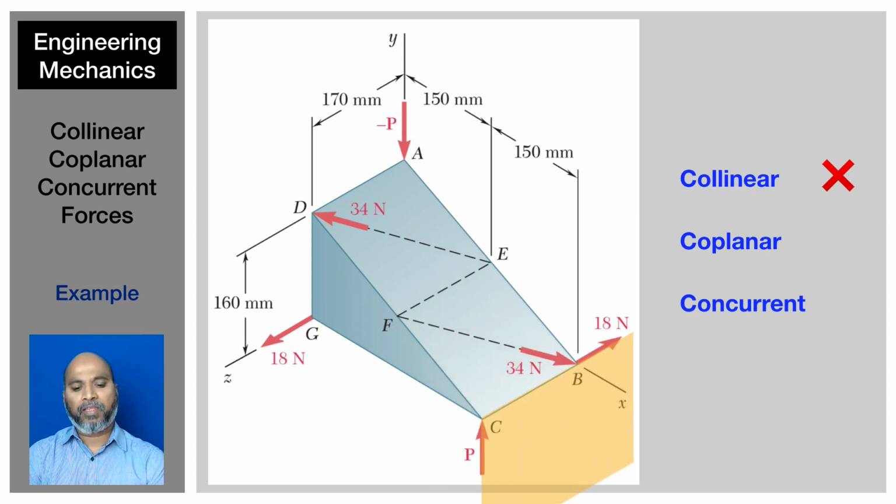If you take maybe this plane, you can say those two, 18 newtons and P, are coplanar. You could take the other plane shown here. You could say the 34 newtons up and down are also coplanar, but not all 6 of them. And therefore, the 6 of these forces are not coplanar. Are they concurrent? Do their lines of action intersect? No. So they are not concurrent. So we have here the case where they are not collinear, not coplanar, and not concurrent.